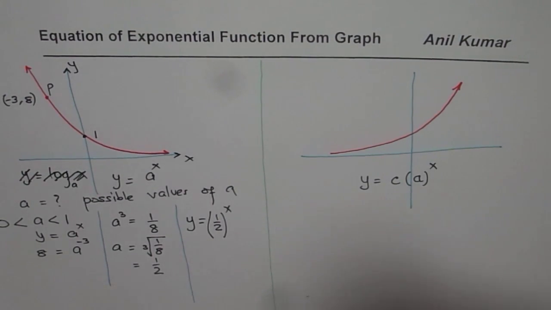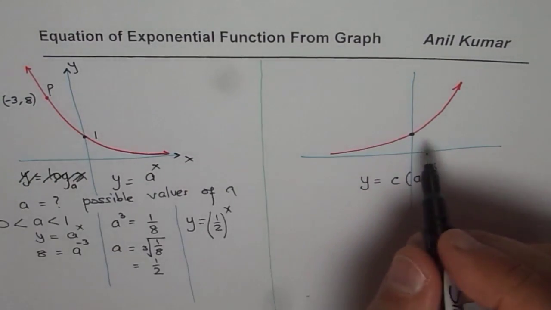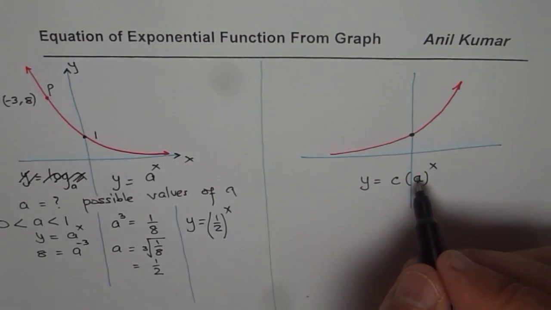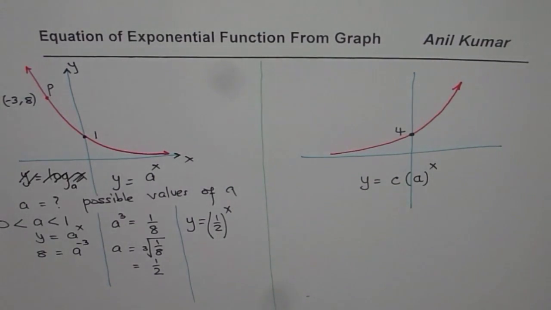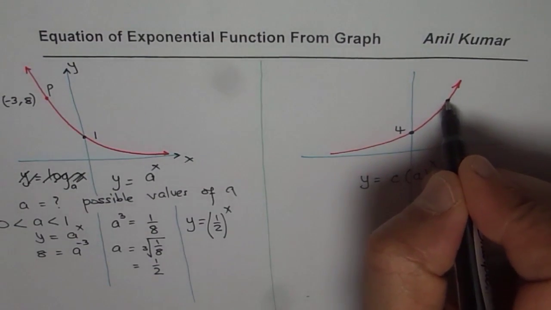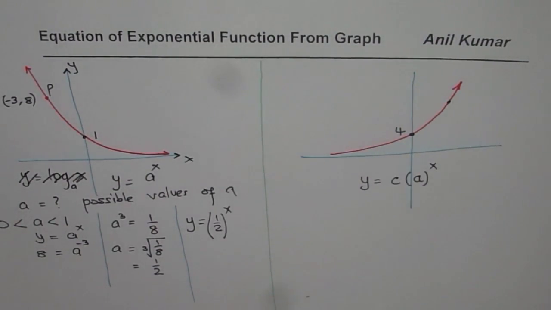Okay, so we'll have a graph where I like to take this point as not 1, since it is getting stretched by a factor. So let me take this point as 4. That means stretched by a factor of 4. And let us take another point on the graph itself, which we'll name later.